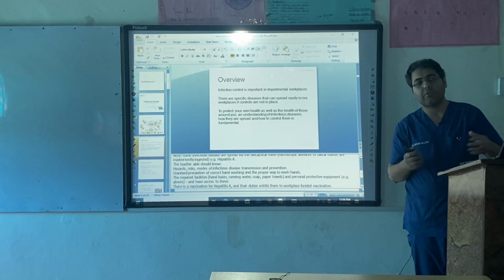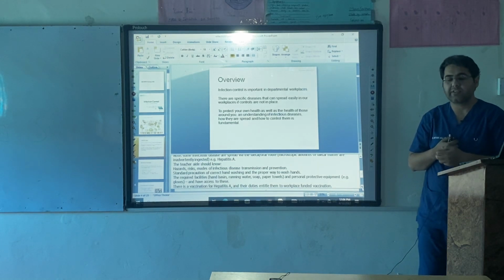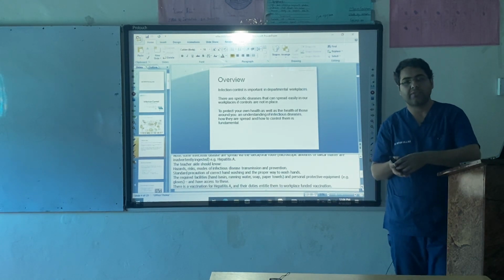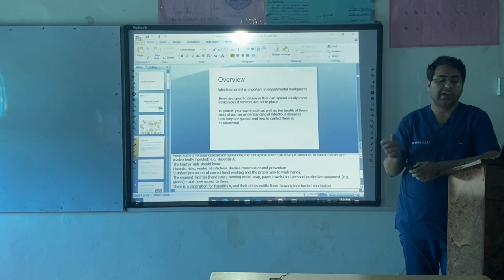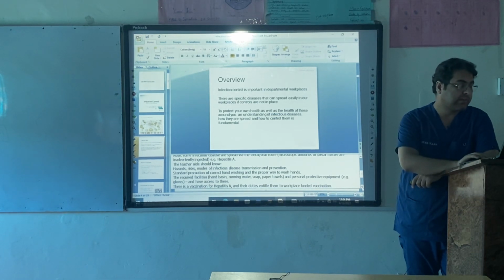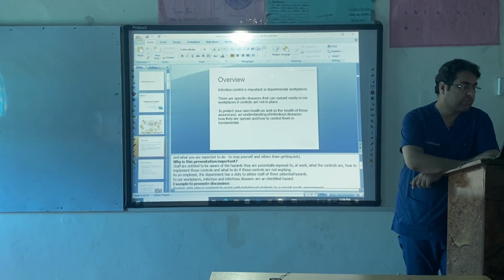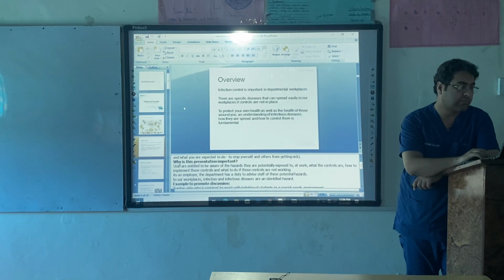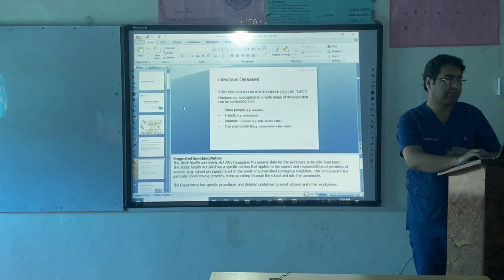This is a kind of complicated slide, but as I have already discussed, it is a simple thing. After washing your hands, your hand hygiene, you can prevent the spread of hepatitis A. The required facilities include the hand basin, running water, soap, paper towels and personal protective equipment, PPE, for example gloves, and you should have access to those. So, this is an overview of today's lecture, in which the infection control program is important in departmental workplaces.